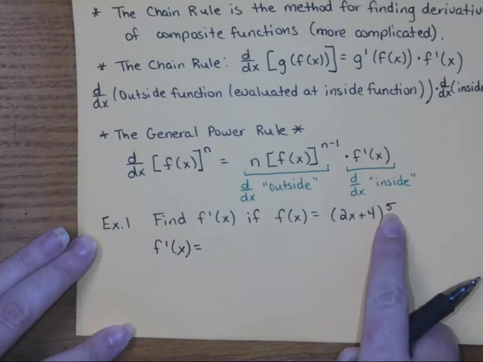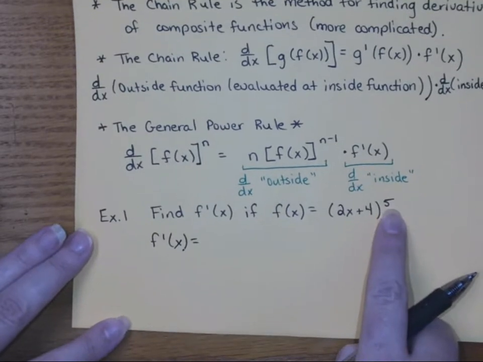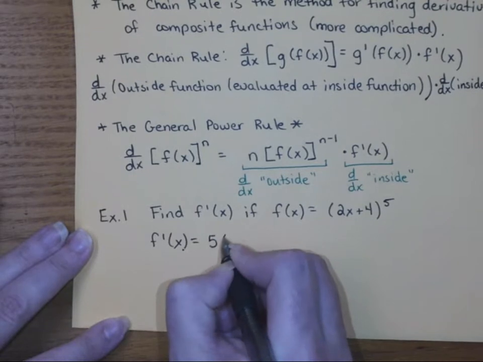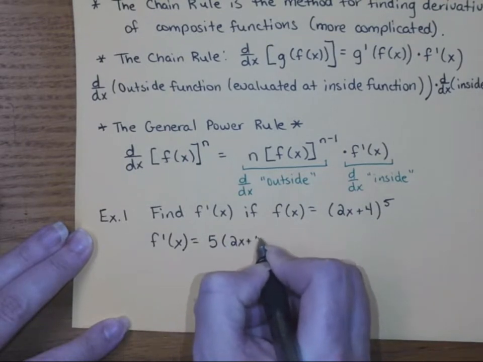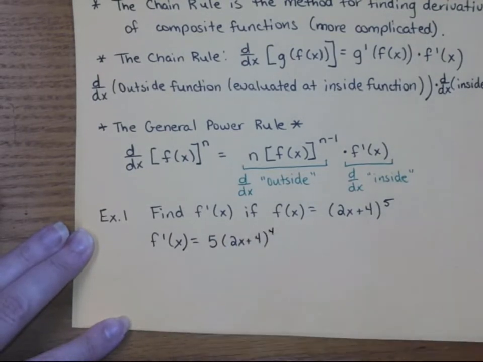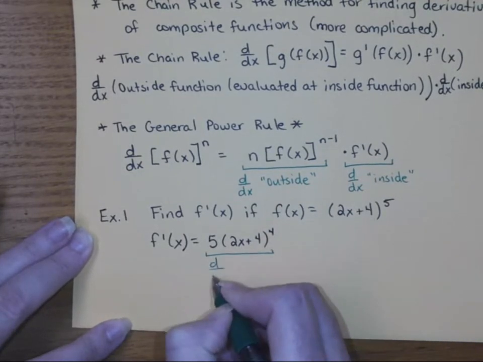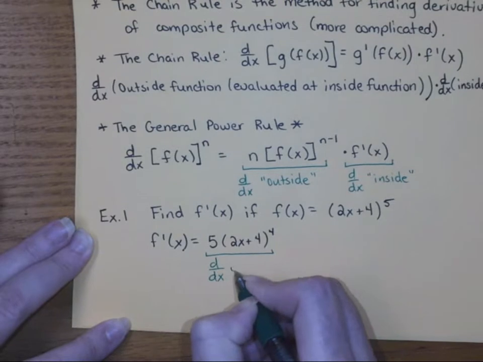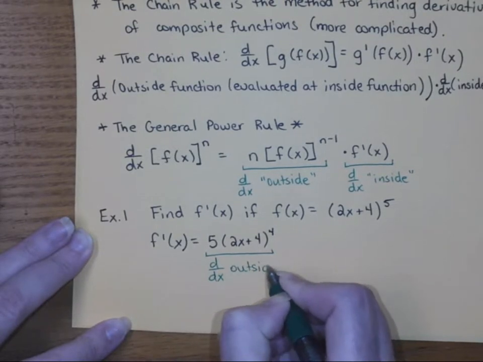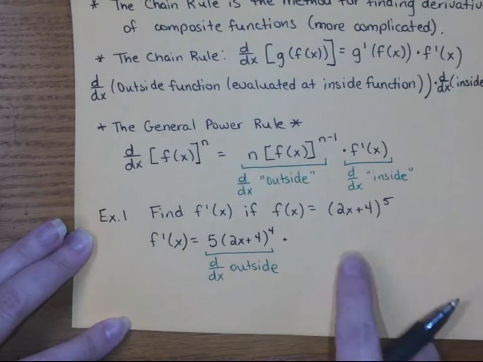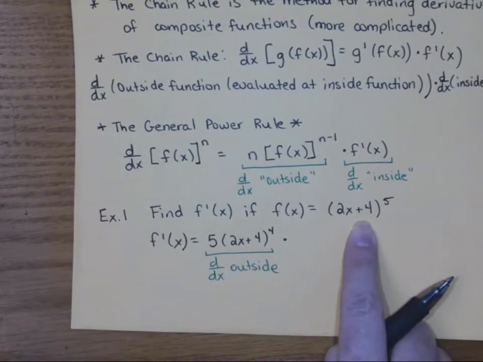So let's talk about what the outside is. The outside operation is that we're raising it to the 5 power. So we're going to move that power out to the front, keep the parentheses the same, and reduce the power by 1. Okay, this is essentially like the derivative of the outside. And then we're going to multiply that by the derivative of the parentheses itself, the inside function.